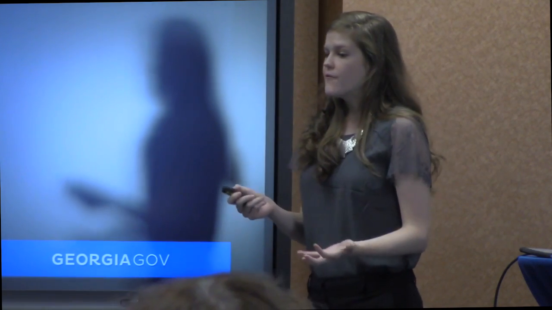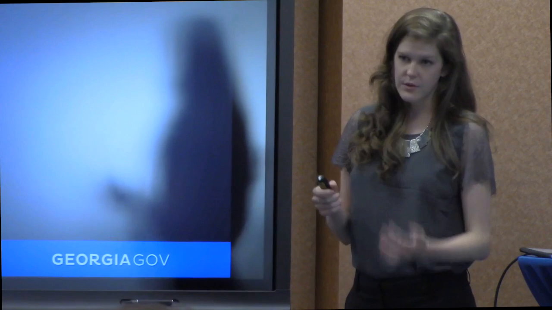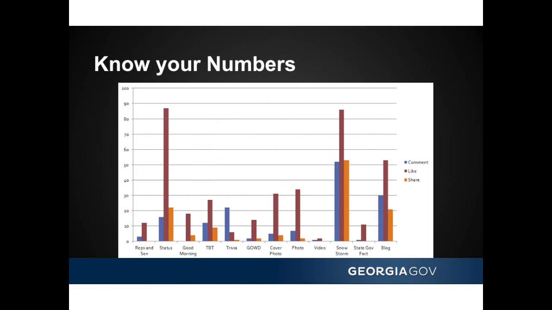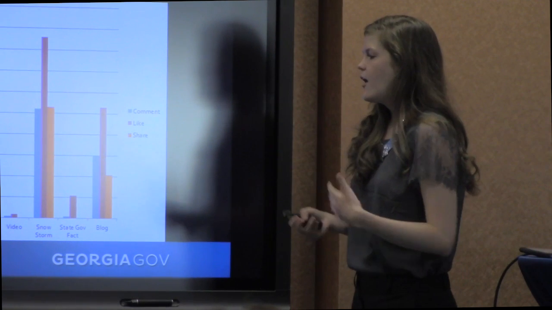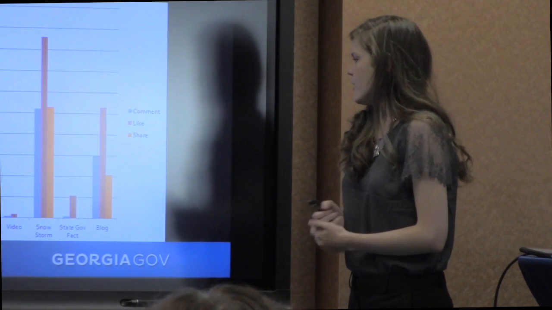So for Georgia Gov, one of our goals is to have high engagement. We want to engage with our constituents. So once a month, I will compile our numbers for Facebook and Twitter to see the engagement rate. This is one from last year, but I really liked this graph because it helps delineate this need to know your numbers.